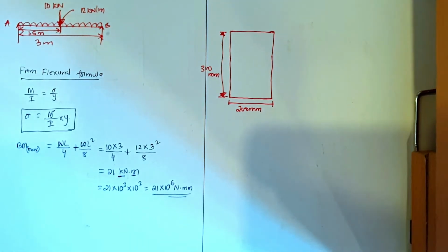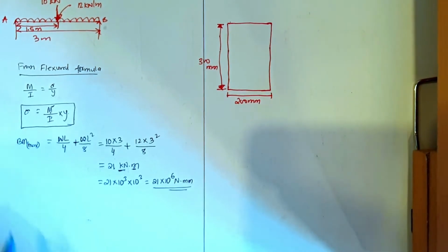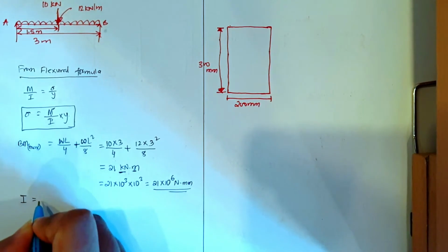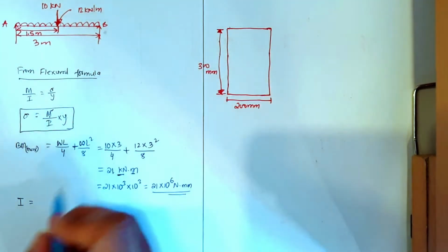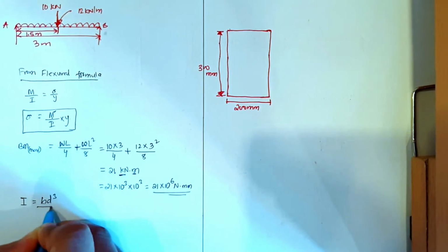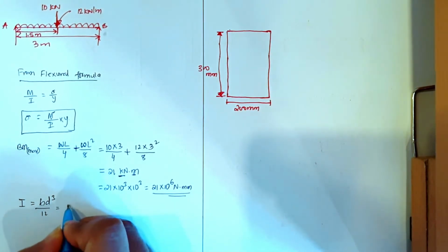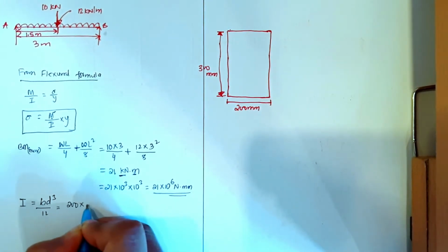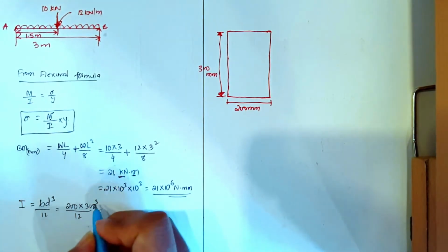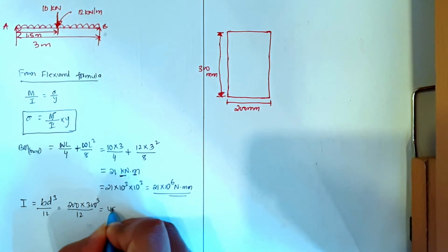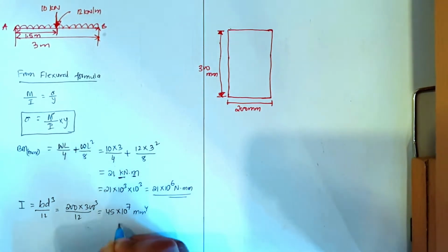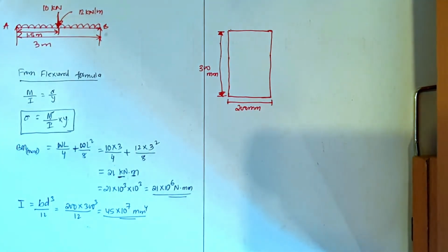Now let us find the moment of inertia I. For this rectangular section it will be BD cubed by 12. So how much is B? 200. D is 300, cubed by 12, will be giving you equal to 45 into 10^7 mm to the power 4. This is what you will get.